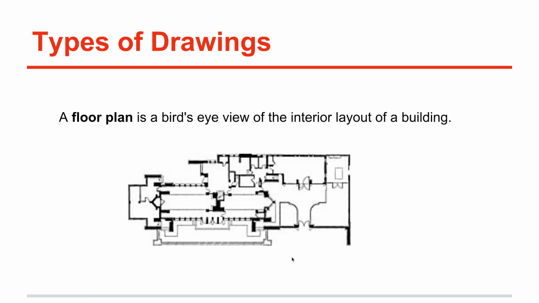Now, the first one, floor plan, is a bird's eye view of the interior layout of a building. So this is as if you were looking down in it. And what happens is there's a lot of symbols that are standardized, and you can probably start seeing it. Raise your hand if you've ever seen one of these.